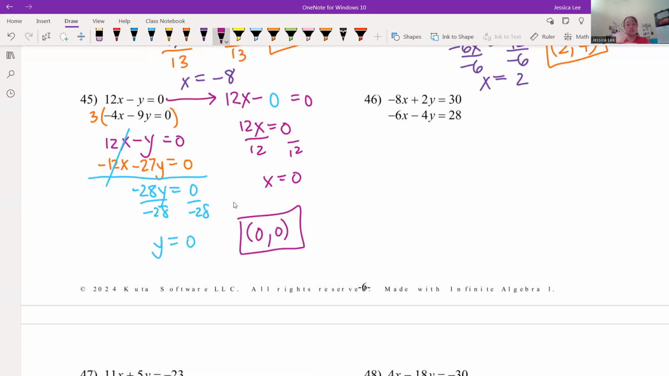It crosses right at the origin. Nothing that interesting, but at least we know, right? 0, 0. So don't get freaked out when you see zeros. It is still a solution. We still could get an answer.